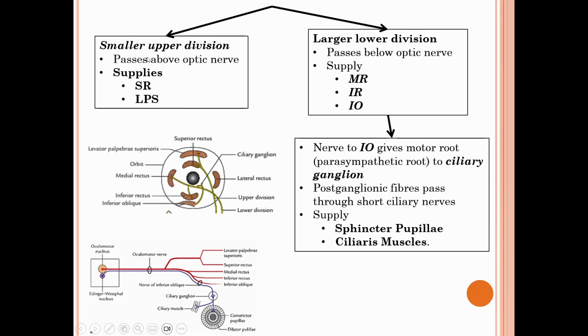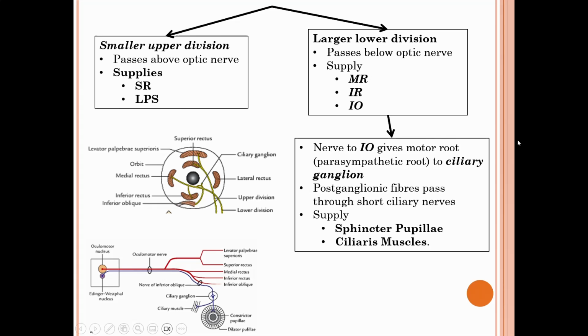The smaller upper division, you can see here, passes above the optic nerve and supplies superior rectus and levator palpebrae superioris muscle, and the lower division is the bigger division which passes below the optic nerve, which supplies medial rectus, inferior rectus, and also inferior oblique.